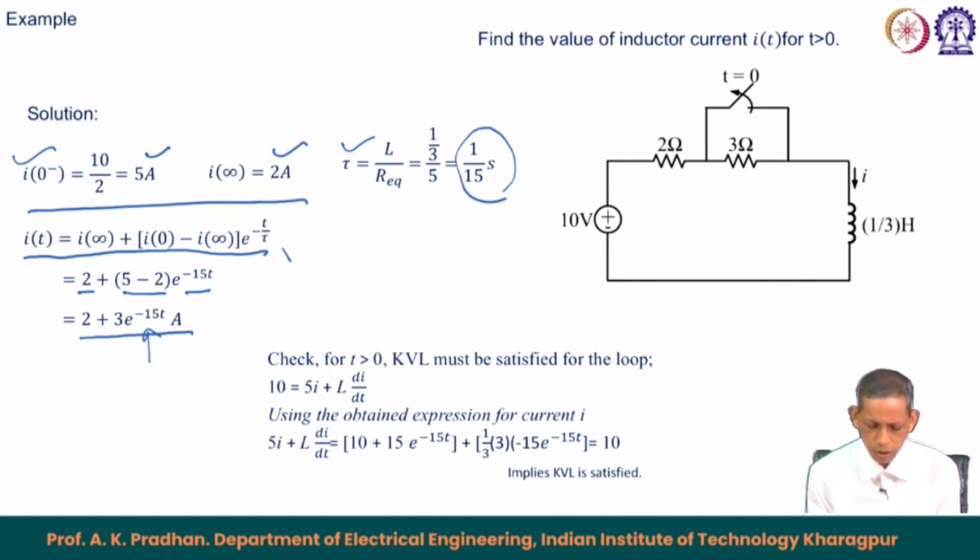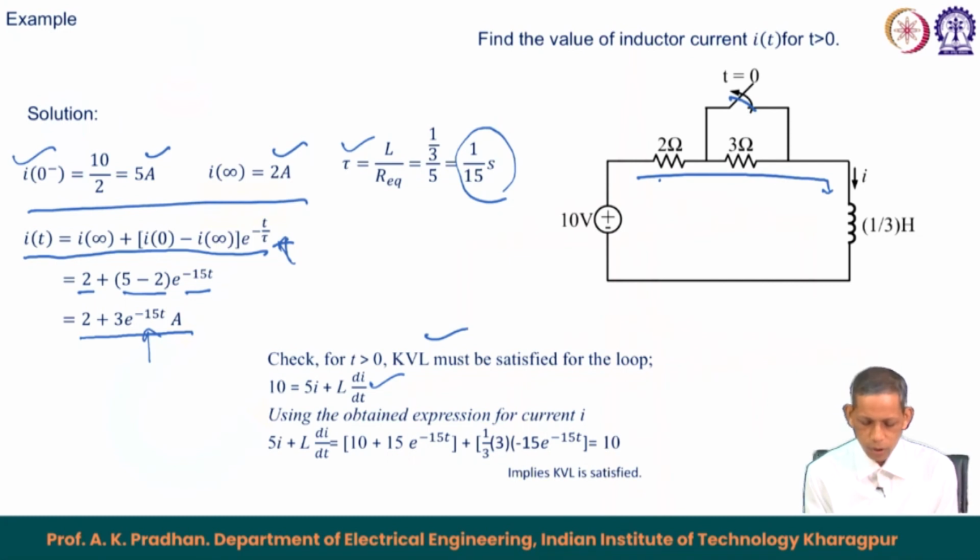Now, similar to what we did for the capacitor also, we can check whether the corresponding KVL is satisfied or not. So, for this relation with KVL, it is open, then the circuit becomes like this. So, for this case 10 equals to I R, 5 into I plus L dI by dt.